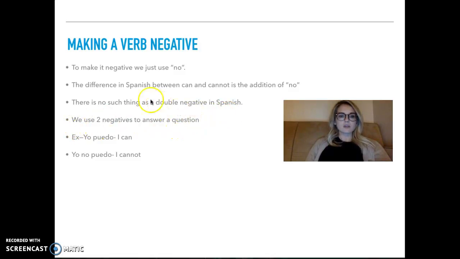So when we're asking a question, we need two negatives, meaning that if someone said, can you, and you intended to say, no, I cannot, they would say, puedes, or puede, and you could say, no, no puedo. The first no answers the question of whether you can or cannot, and the second no makes the verb negative. So no, no puedo.